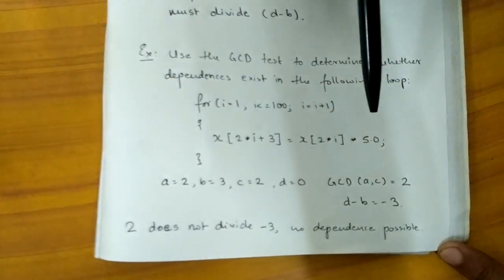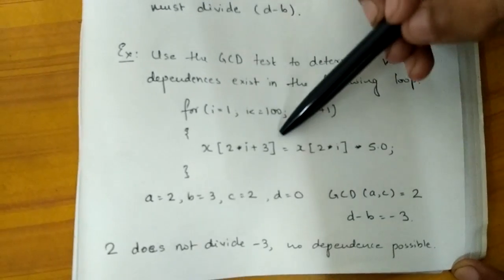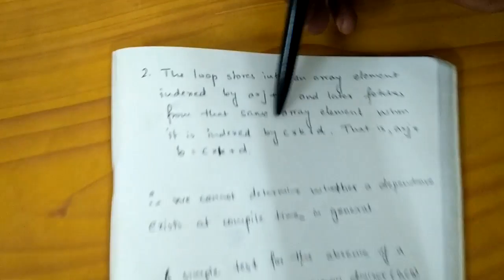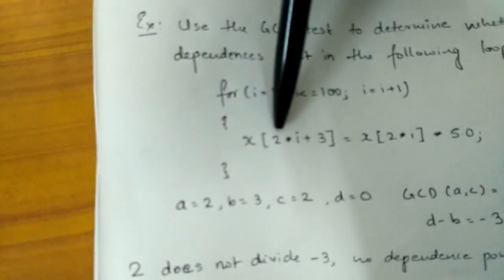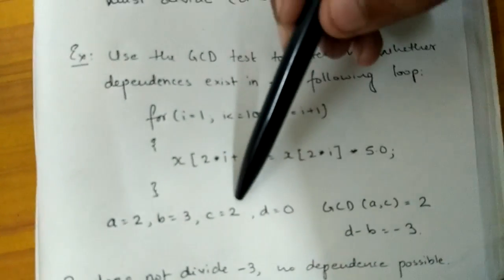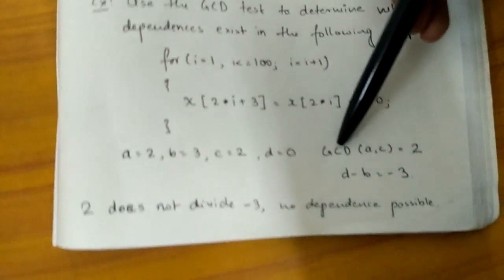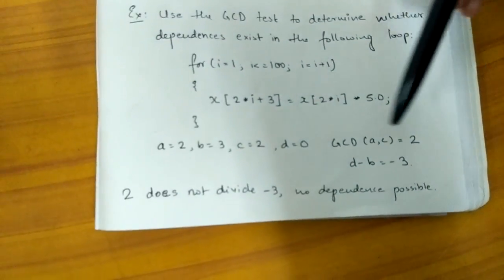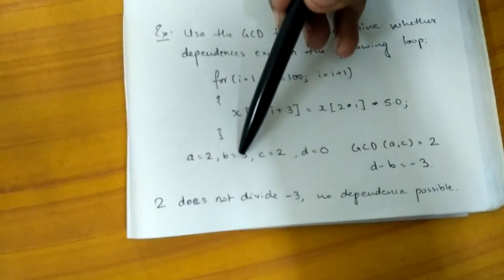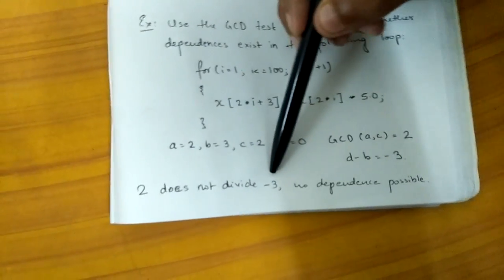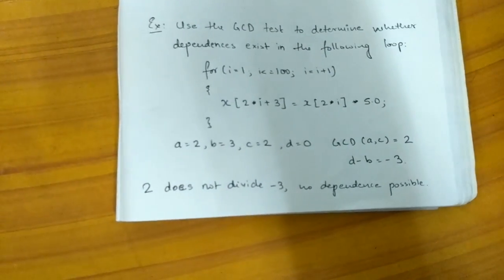This is the iteration. Now, when you compare this with the formula, we get the values a equal to 2, b equal to 3, c equal to 2, and d equal to 0. Hence, GCD of a and c, which is 2 and 2, is 2 only, and d minus b, which is 0 minus 3, gives minus 3. 2 does not divide minus 3, hence no dependence is possible.